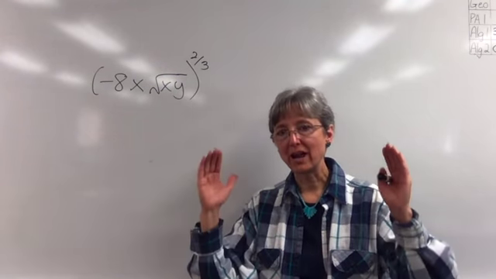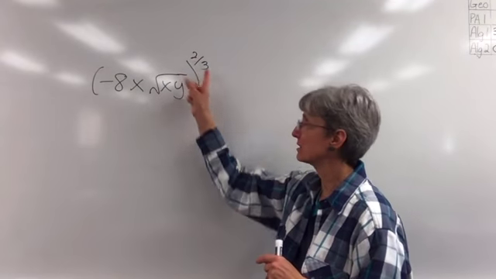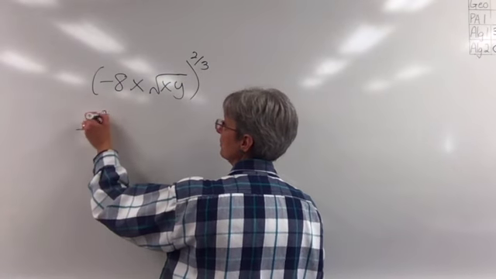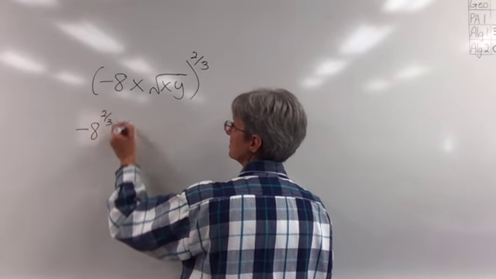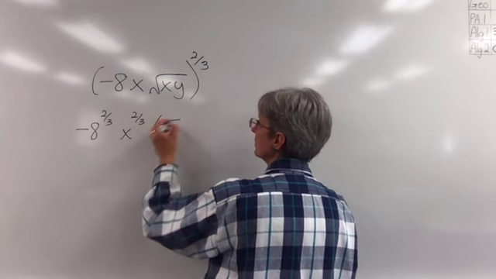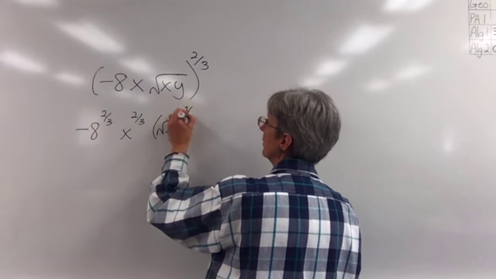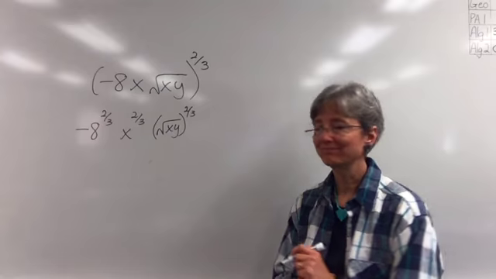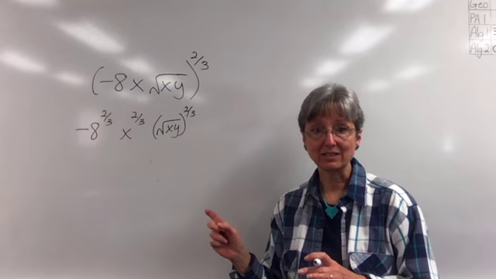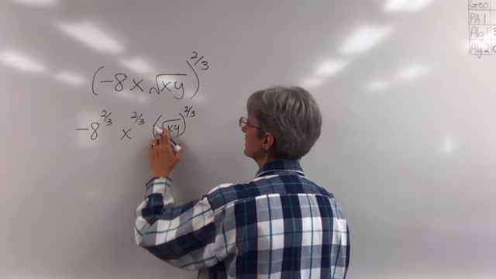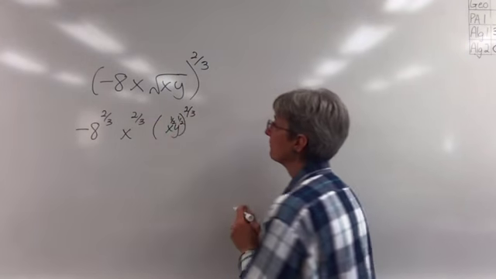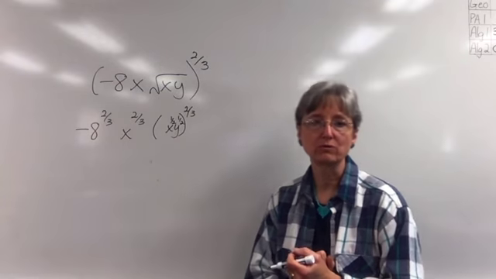Step 1 is to remember everything in the parentheses gets raised to the power of 2/3. So start by doing that. I have negative 8 to the power of 2/3. I have x to the power of 2/3. And I have the square root of xy to the power of 2/3, right? The square root is 1/2, isn't it? So what I have then is x to the 1/2 and y to the 1/2, both of those to the 1/2 raised to the power of 2/3.